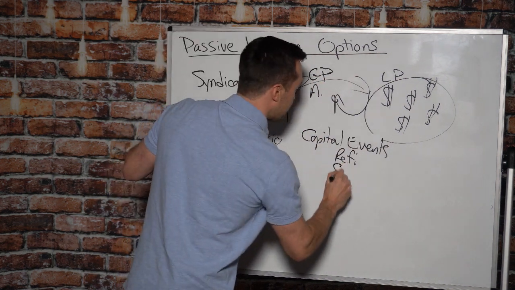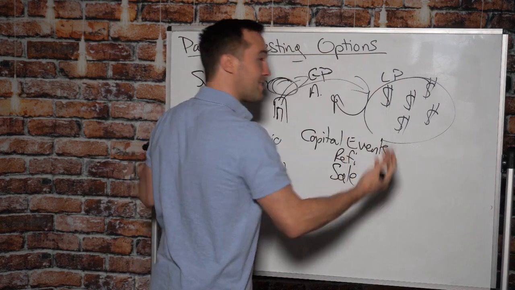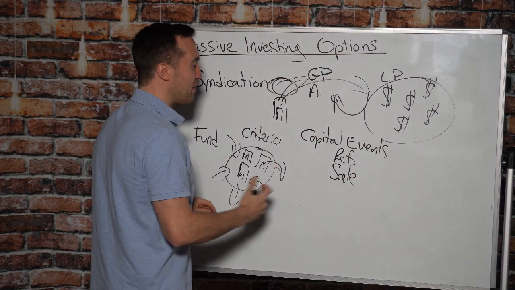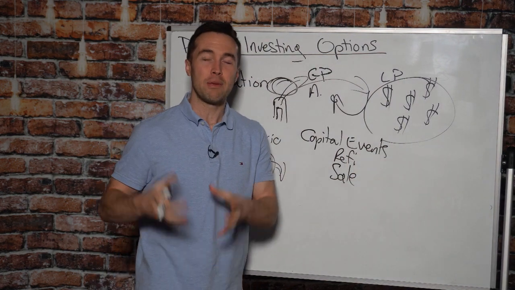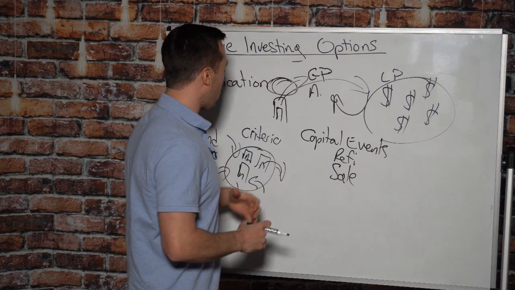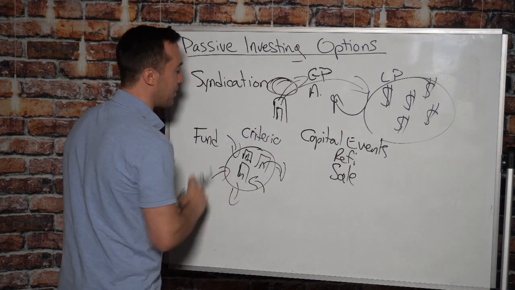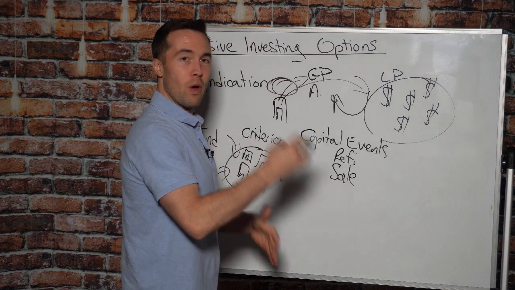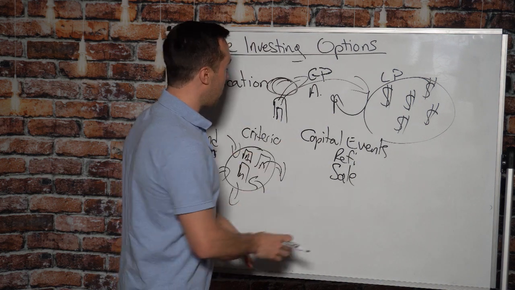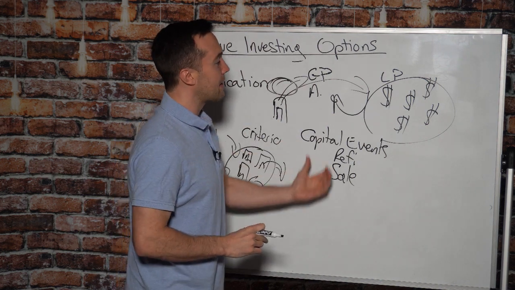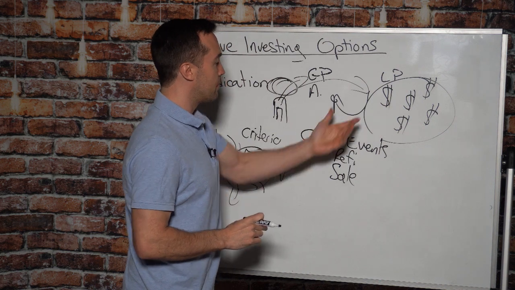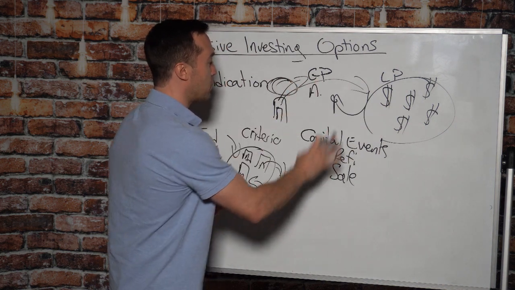And also we have the sale or divestiture, if you want to get all fancy, of the asset. So at the end of the project's life cycle, or at the end of the fund's life cycle, when the fund gets wound down, we have the sale of all the assets, and then that gets distributed to the limited partnership and the general partnership. So these are capital events.